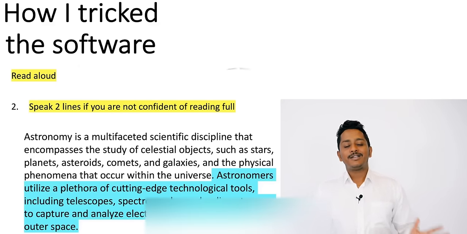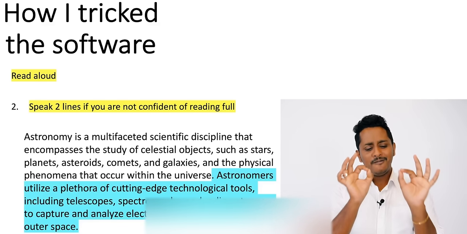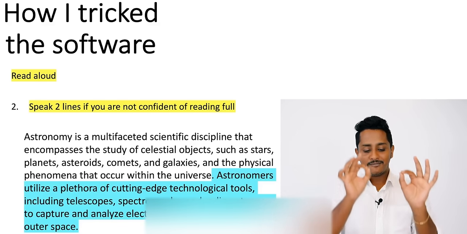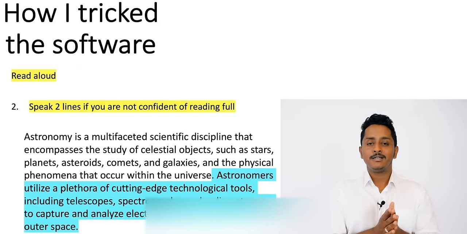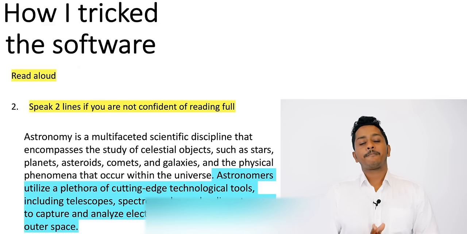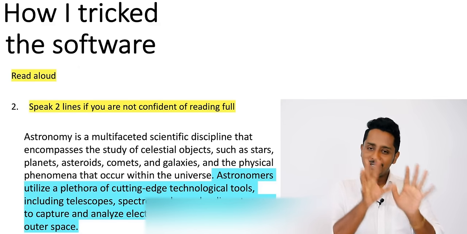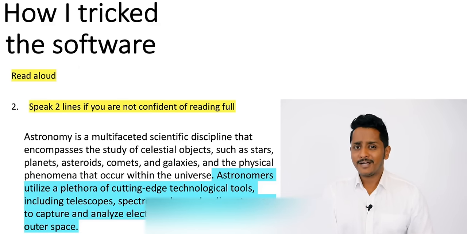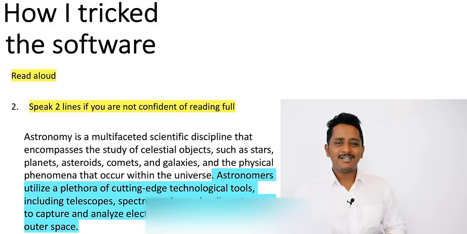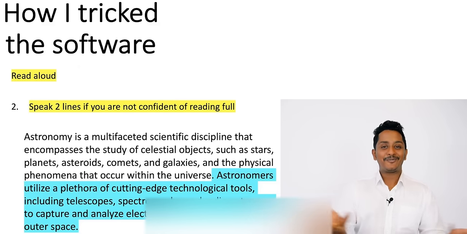Second one, read aloud problem. Can I read one line? Well, if you read perfectly, astronomy is a multifaceted scientific discipline that encompasses the study of celestial objects. You can read. But what I meant is one line. Yes, you can read it if you read it perfectly, but people will come to this decision of reading one line only when they have a problem, right? See, I never thought of reading one line because read aloud is very easy for me. I just have to read whatever I see.